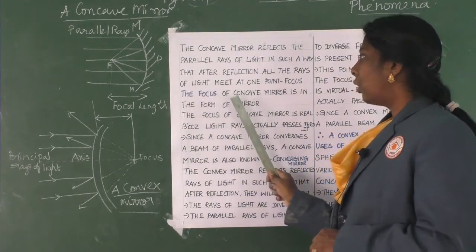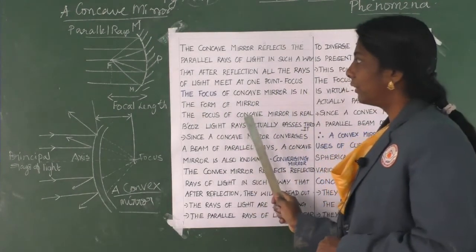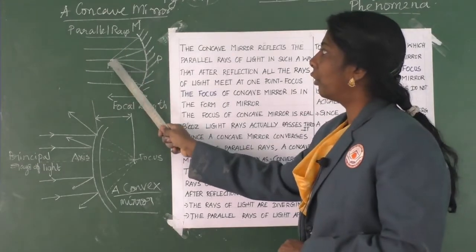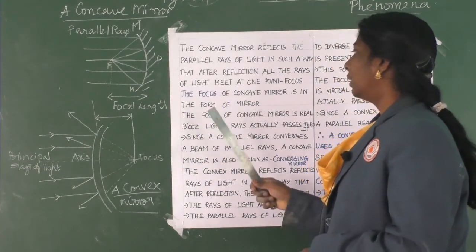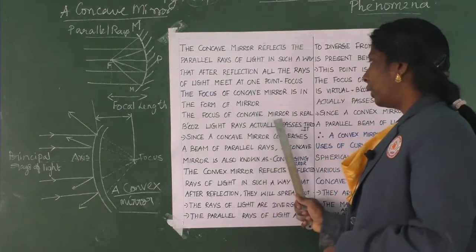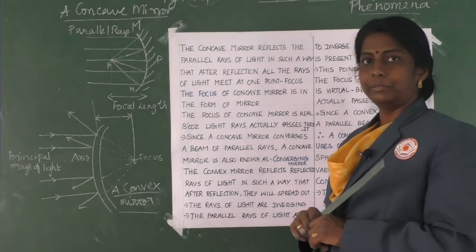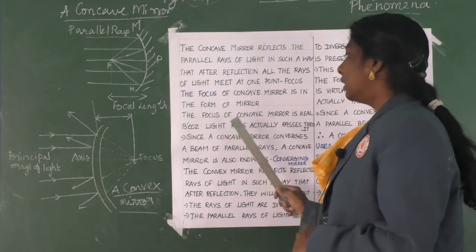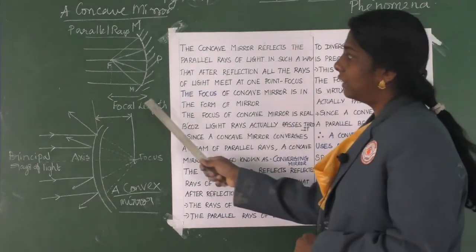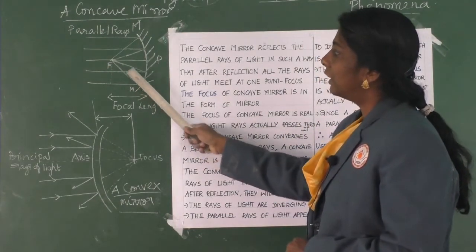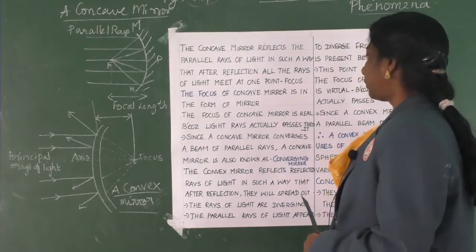The focus of concave mirror is in front of the mirror. Then the focus of concave mirror is real. Clear? Because light rays actually pass through it. That is real because light rays actually pass through it.